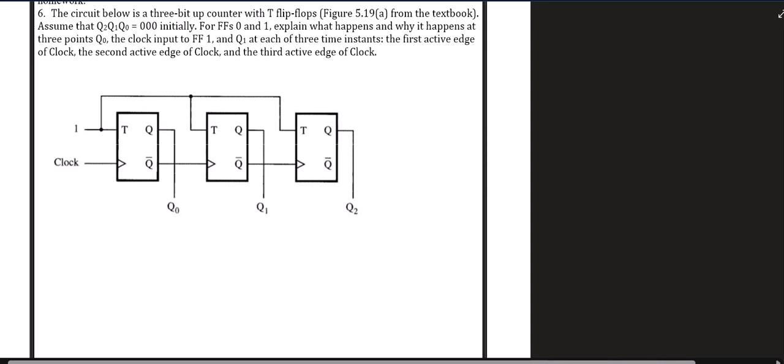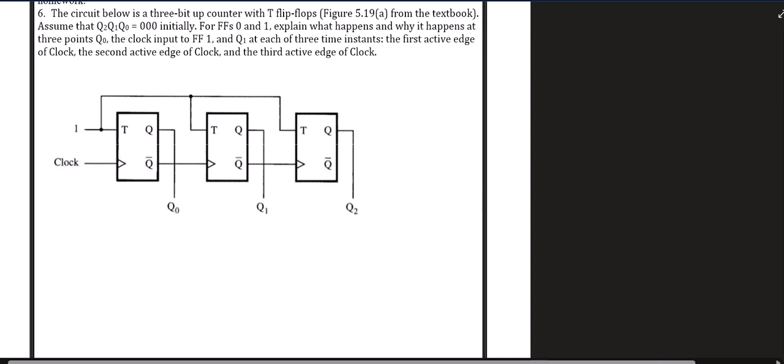Okay, so the circuit below is a 3-bit up counter with T flip-flops. Assume that Q2, Q1, Q0 equals 0, 0, 0 initially. For flip-flops 0 and 1, explain what happens and why it happens at each of the 3 points: Q0, the clock input to flip-flop 1, and Q1, at each of the 3 time instants, the first active edge of the clock, second active edge of the clock, and the third active edge of the clock.